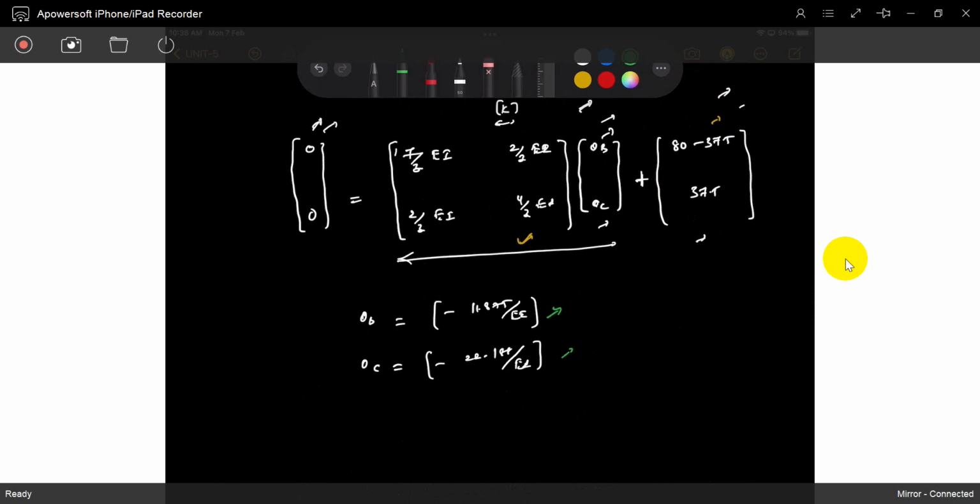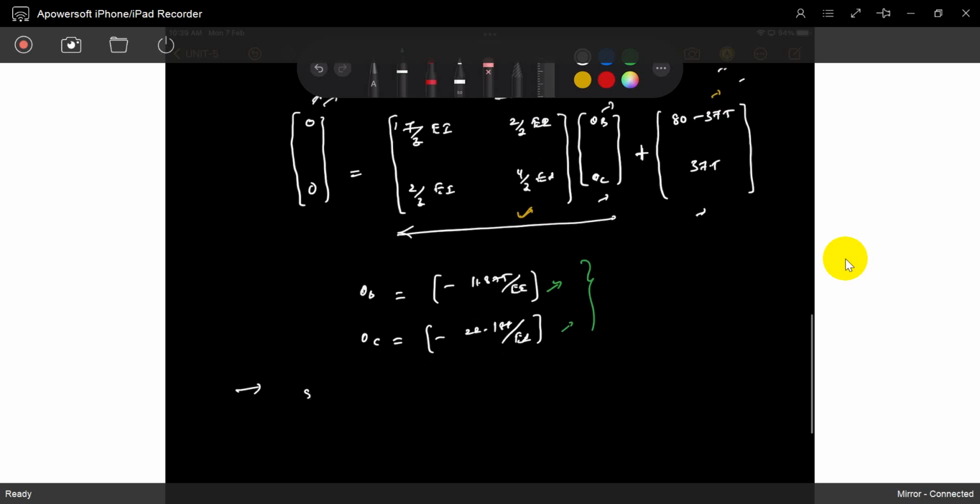Sir, without knowing the 4x4 matrix, how will we get the remaining values, how will we get the final end moments? You only showed the thetas. So now here you have to use slope deflection equations.